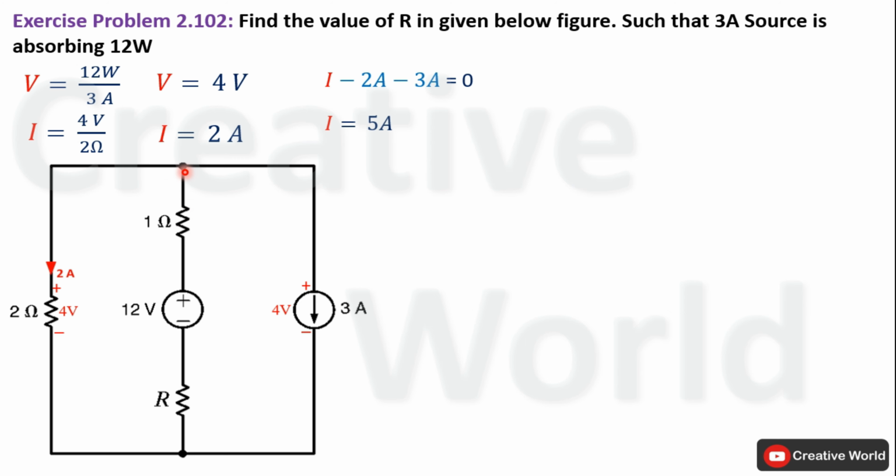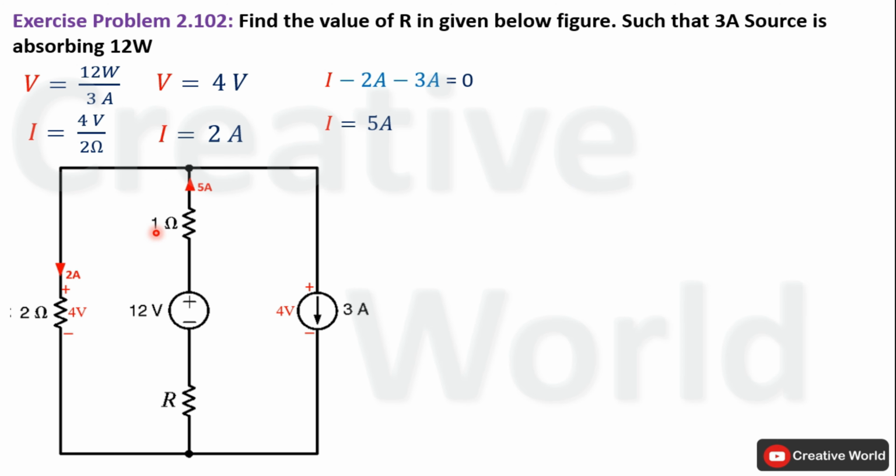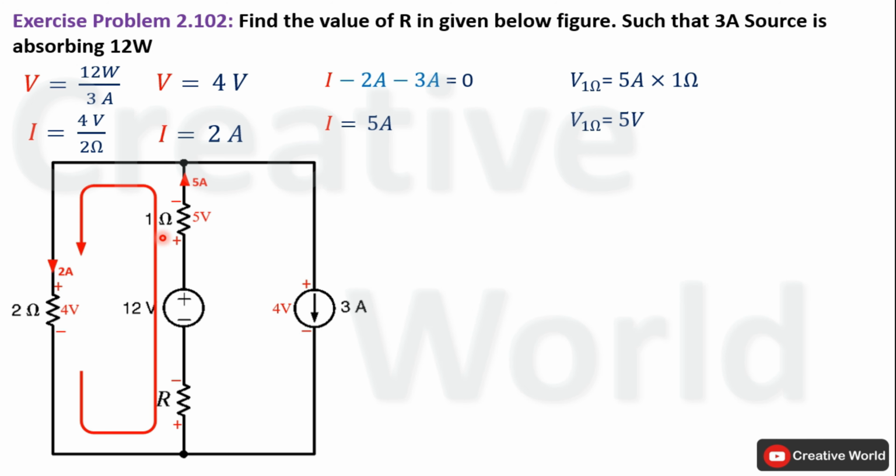After knowing the value of current through this branch, we can calculate the voltage across this 1 ohm resistance, that will be the product of current through it and the value of resistance. Current through this resistance is 5 ampere and the value of resistance is 1 ohm. So voltage across this 1 ohm resistance will be 5 volt and the polarity across this 1 ohm resistance will be positive terminal here and negative terminal here, because the current entering terminal is taken with positive sign. Modify the network by indicating the voltage across this 1 ohm resistance.